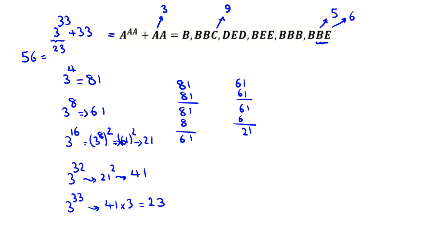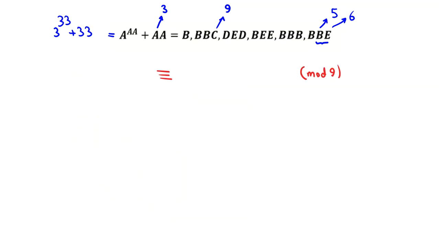So we found A, B, C, and E. So only D is left. So let me consider all these, B will be 5, E 6. So the next congruency, we should check mod 9. If we want to consider mod 9, we should consider the sum of digits. So let's write mod 9. Okay, so let me erase these parts. Okay, 3 to the power of 33 plus 33. Mod 9 is what?